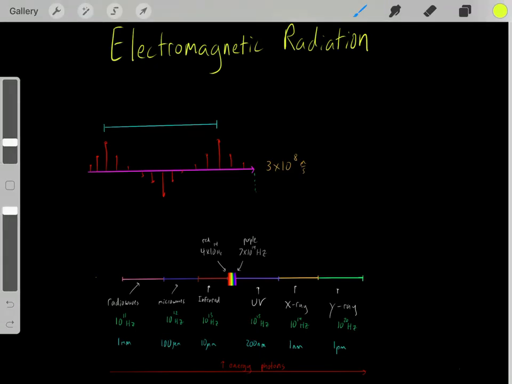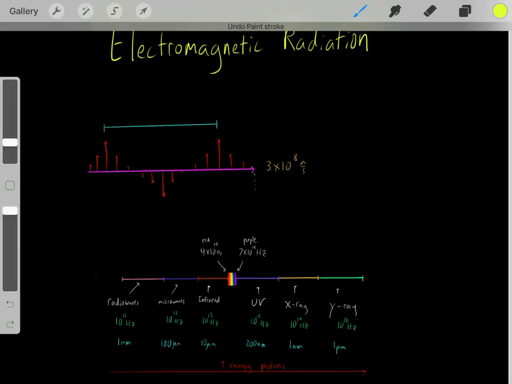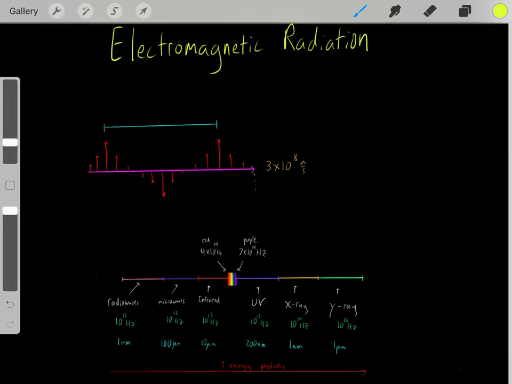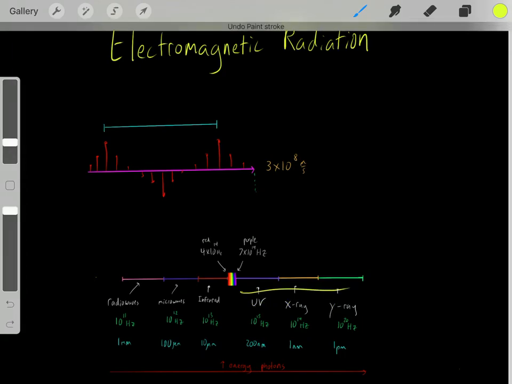And the way I like to personally remember this is I like to remember colors in the middle. Then I remember violet is here. Then I remember ultraviolet, then X-rays and gamma rays. But look, U, V, X, Y, the alphabet. So that's personally how I remember this order.